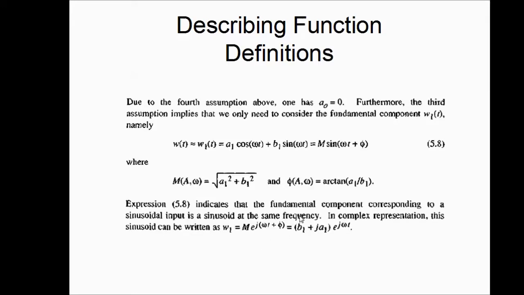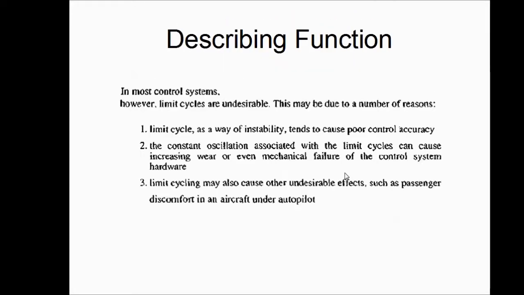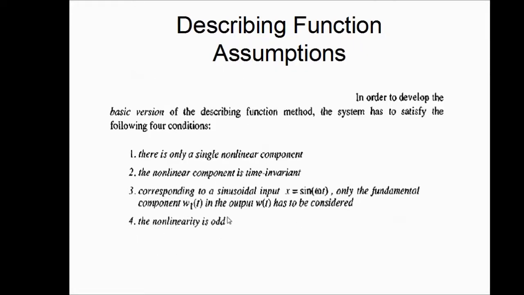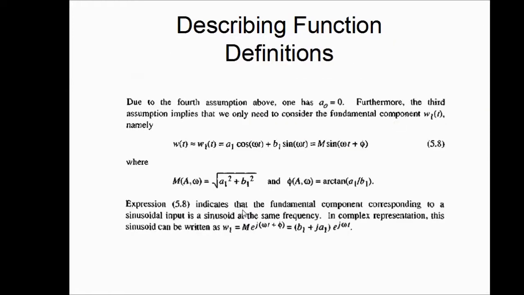Due to the fourth assumption above, A0 has to be 0. So we assume the nonlinearity to be odd, and that causes the A0 component to be 0. The third assumption implies that we need only consider the fundamental component w1(t), because the higher harmonics are assumed not to have much influence on the dynamics of our system.